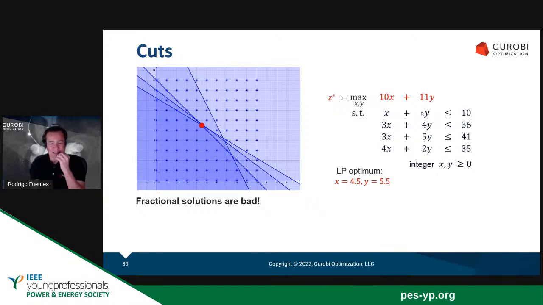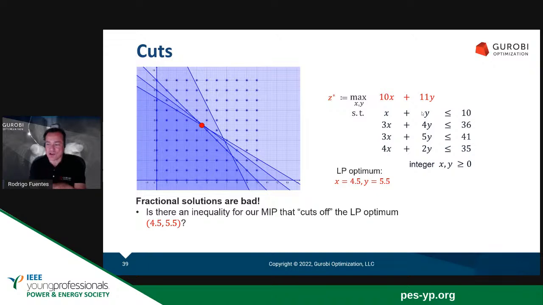So if we can find a way to add a constraint that only cuts this red dot from the feasible region, that would be great. Because if we did that, perhaps the relaxation that we will be left with can yield a problem for which the solution is integral. Let's try to do that. So basically what I'm saying is, if we can find an inequality that cuts off the solution of this LP relaxation, basically I want to cut away that red dot, but I want to leave all the points in the grid. Okay, so let's see if we can do that.